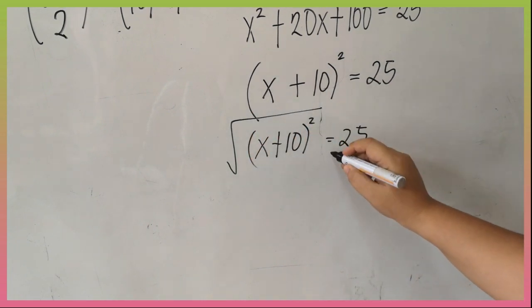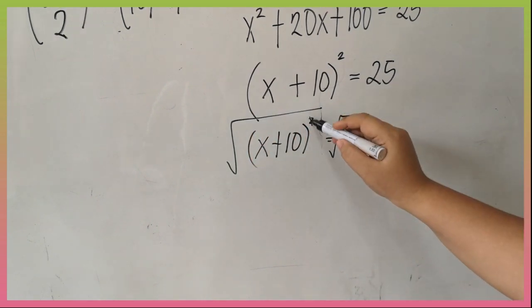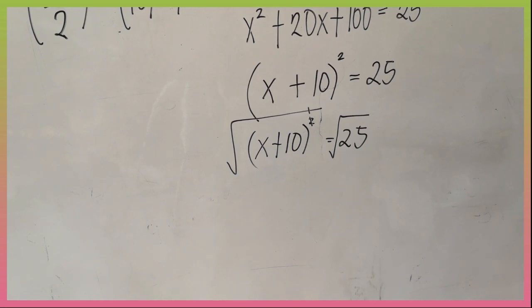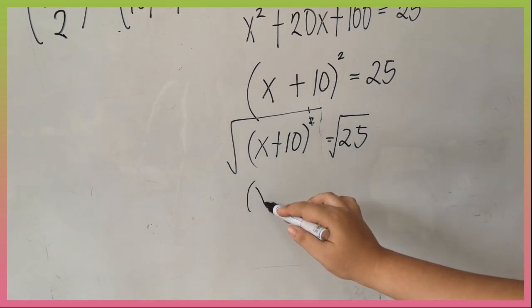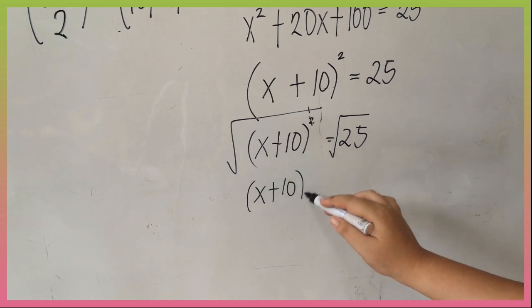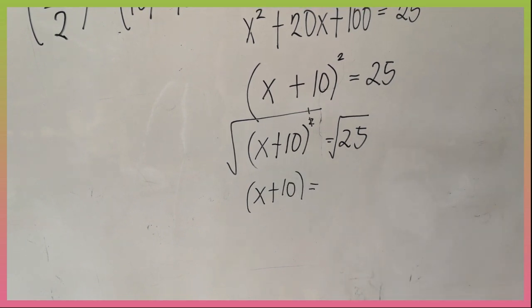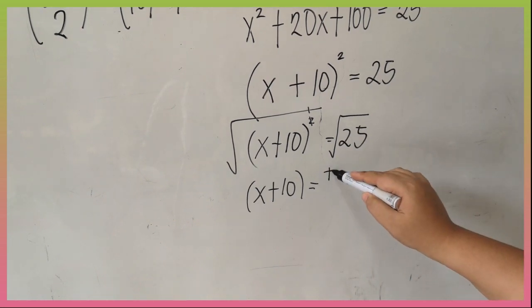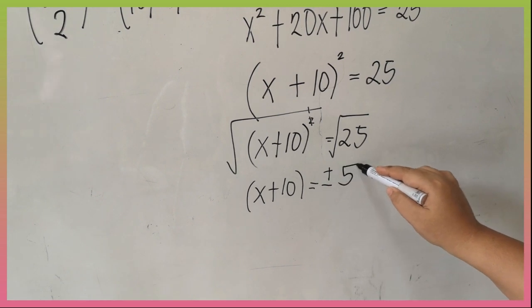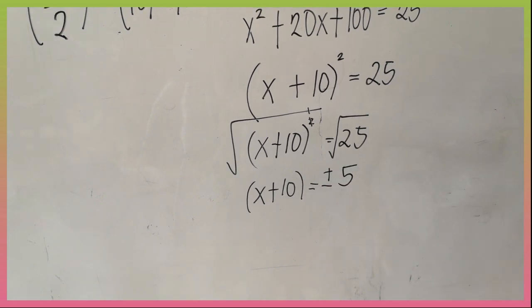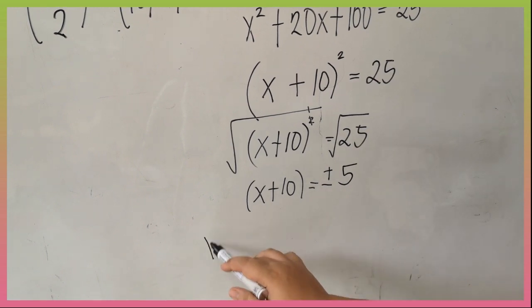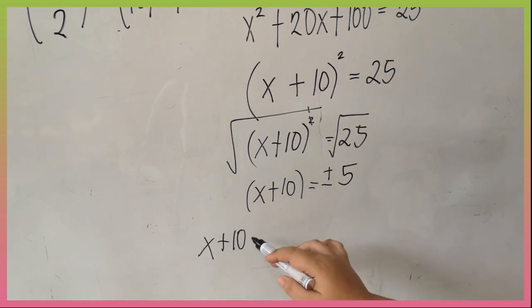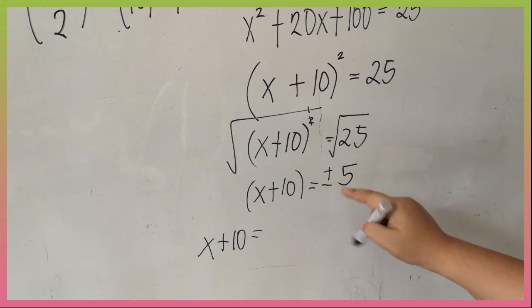Extract square root, extract square root. So we can now eliminate the 2. The remaining values are x plus 10 is equal to, if we extract the square root, it has 2 possible values, the positive and the negative 5. The square root of 25 is 5. Now, let's find the first value of our x. X plus 10 is equal to, we will use first the positive 5.